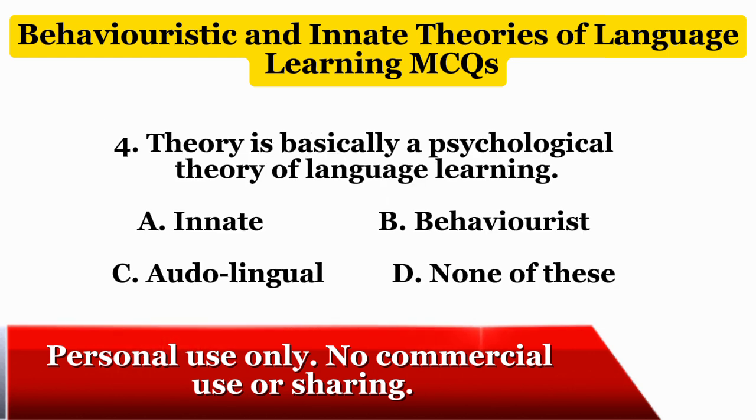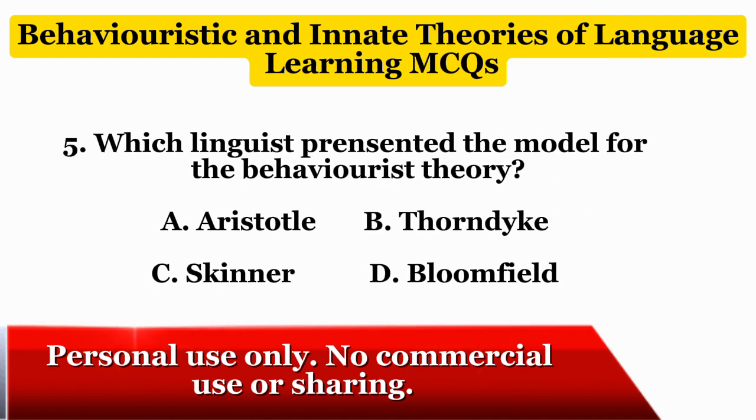Which theory is basically a psychological theory of language learning? Innate, behaviorist, audiolingual, none of these. Right option is B. Behaviorist theory is basically a psychological theory of language learning. Which linguist presented the model for the behaviorist theory? Aristotle, Thorndike, Skinner, Bloomfield. Right option is C. Skinner presented the model for the behaviorist theory.